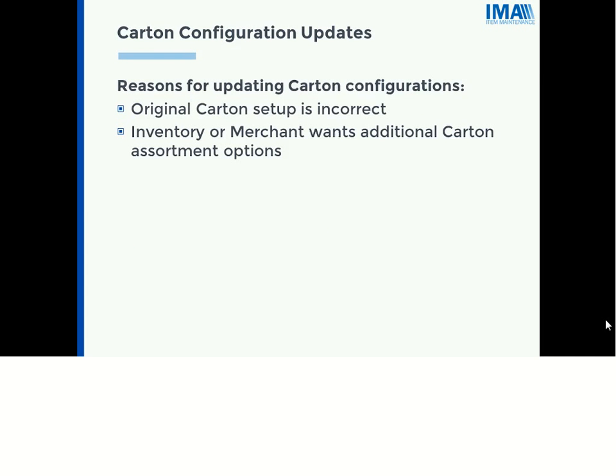So with carton configuration updates, if you have a carton that goes operational and the original setup is incorrect, how would you fix that? Or let's say that your inventory or merchant wants additional carton assortment options. So like I said, maybe you have a 6-pack carton set up. They would like a 12-pack set up, and they want the options of being able to order those different configurations.